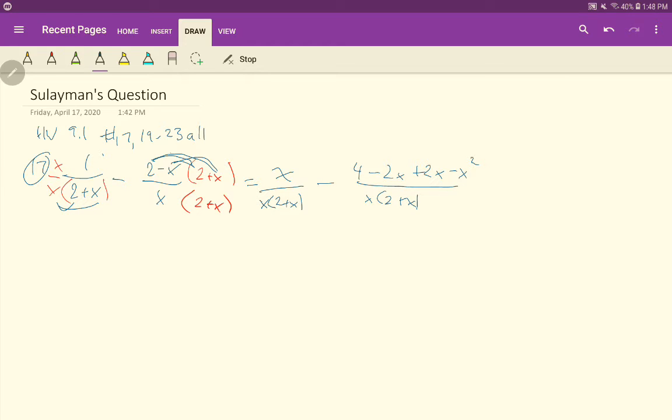Okay, and so now we have our common denominators, we can go ahead and combine our numerators together. So if you want to take a full step here, you would do x minus, and then parentheses 4 minus, actually I'll go ahead and combine these two things together there too.